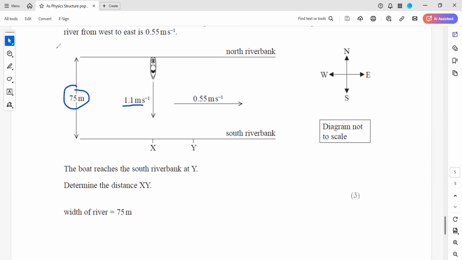So we can work this out in different ways. I can work out the components. First, I will work out the time here. Or there's also another way, like using a vector diagram. This is 1.1 and this is 0.55.